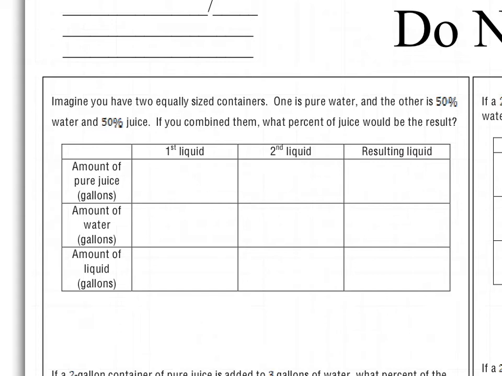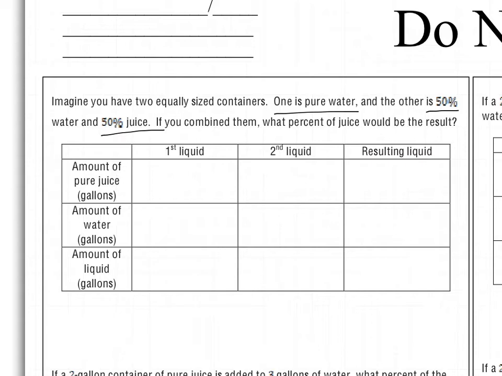So this is kind of what we're thinking about when you have a container of orange juice. If you actually look in the ingredients, you're going to find that water is usually the first ingredient in there. So there's actually more water than there is anything else. So in this particular situation, we have two different sets of liquids, in two equally sized containers. One of them is pure water, and the other is 50% water and 50% juice.